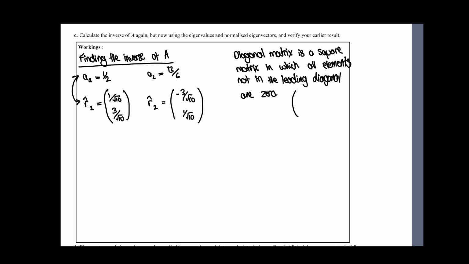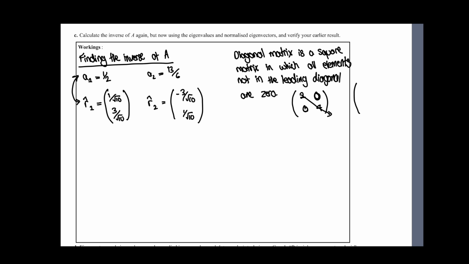So take, for example, the 2 by 2 matrix 2, 0, 0, 4. This is the leading diagonal. So from top left to bottom right, that arrow that goes through all those elements would be the leading diagonal. And if we look at all the other elements, it's 0. Hence, this is a diagonal matrix.